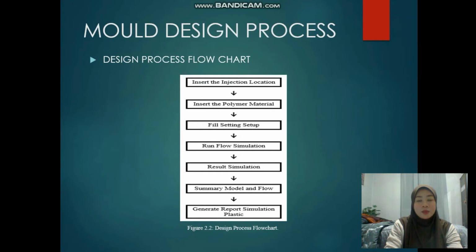This is the design process flowchart. It starts by inserting the injection location, then it continues by inserting the polymer material, then field setting setup, then run the flow simulation, then the result simulation will come up, then summary model and flow, and lastly generate the plastic simulation report.